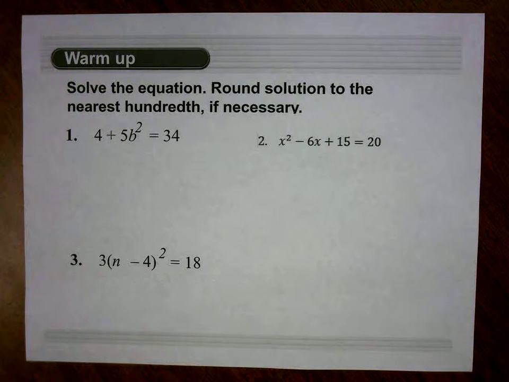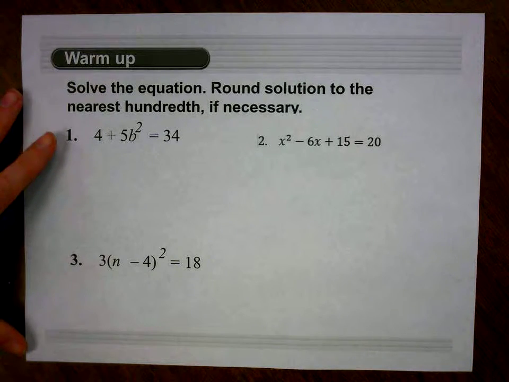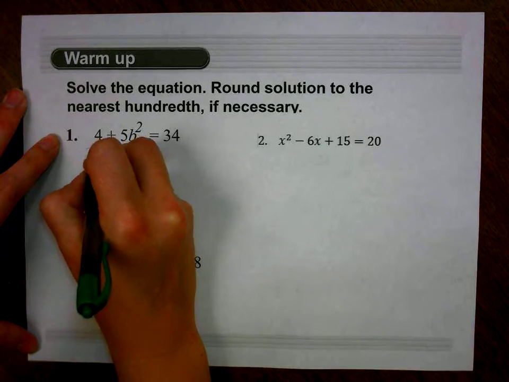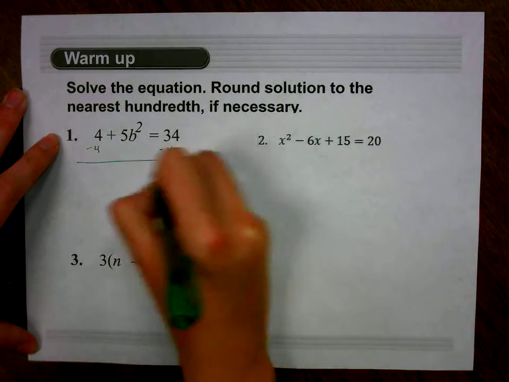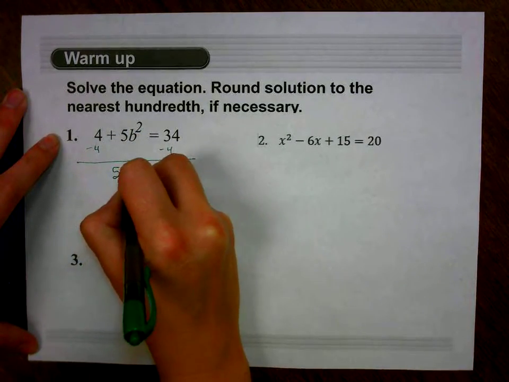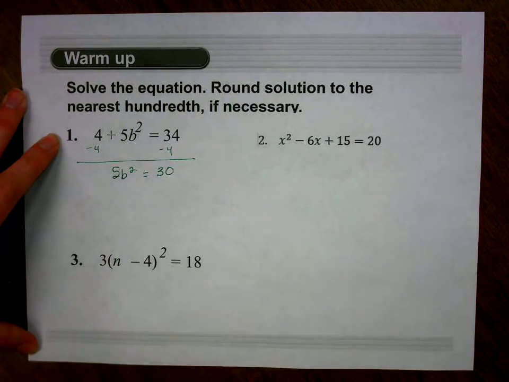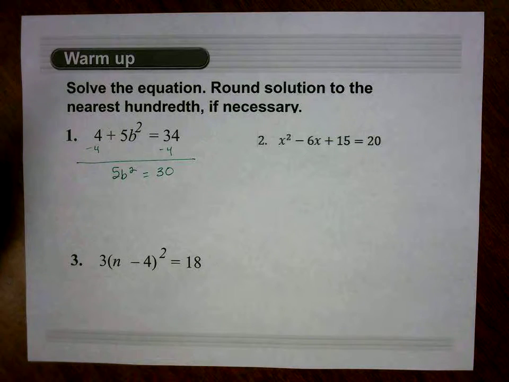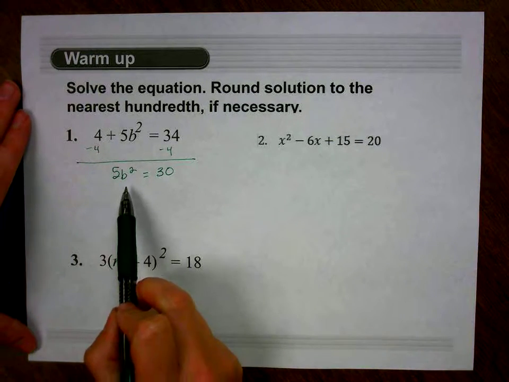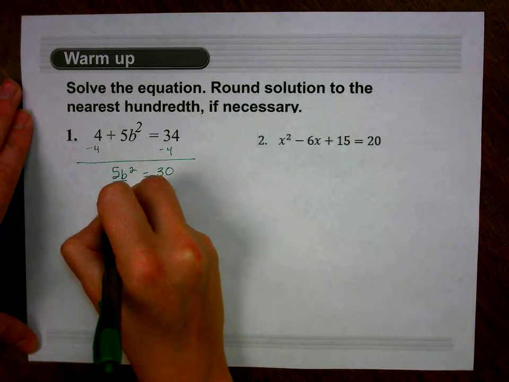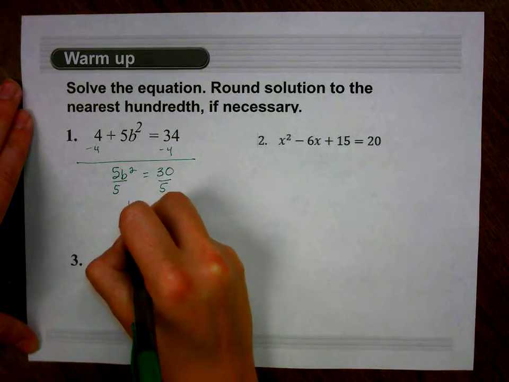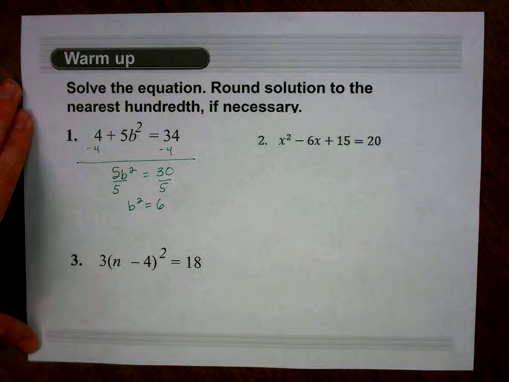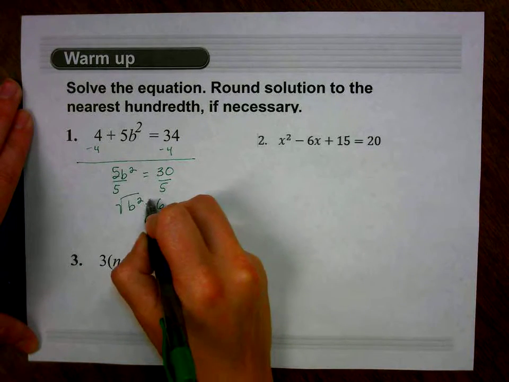Alright, so you should have worked these 3 problems, so let's start with the first one. The first one I need to subtract 4 from both sides, and then I'm going to get 5b squared equals 30. Okay, I did that because I noticed that not only am I missing that middle term, I can go ahead and just isolate the b here by dividing both sides by 5. And I get b squared equals 6. And now I can just take the square root of both sides.